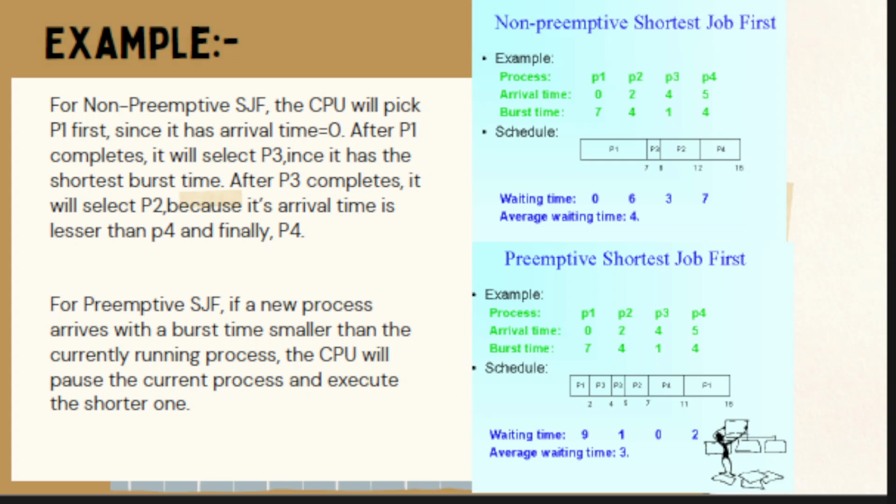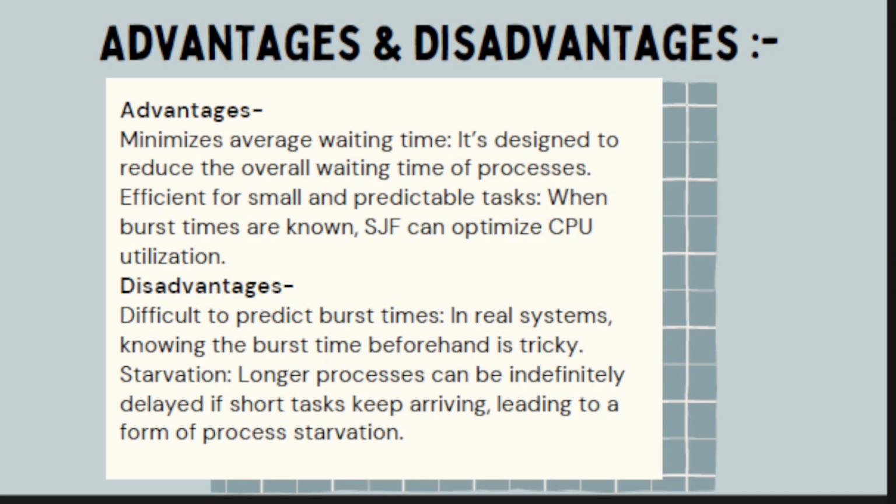SJF has some clear advantages. Minimizing the average waiting time: it's designed to reduce the overall waiting time of a process. Efficient for small and predictable tasks: when burst times are known, SJF can optimize CPU utilization.